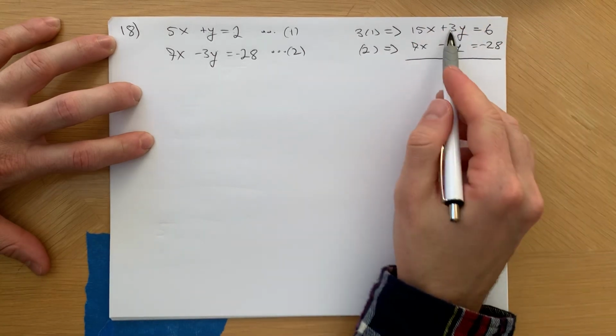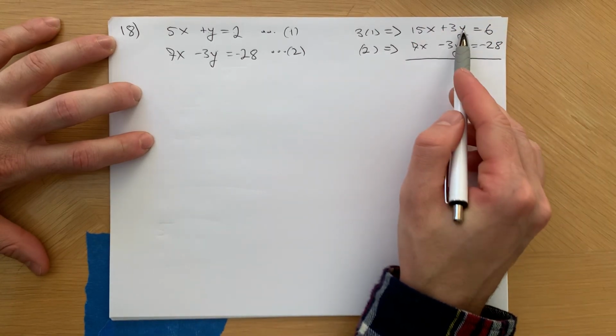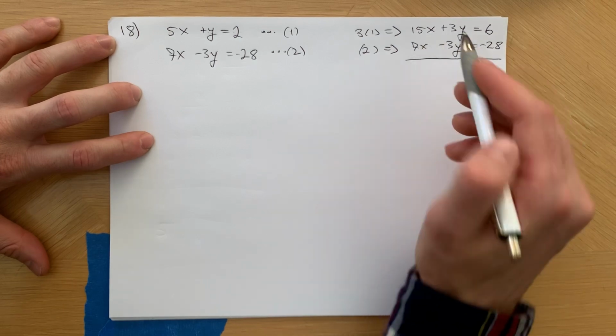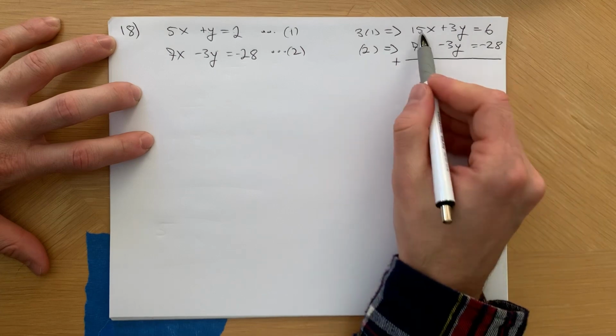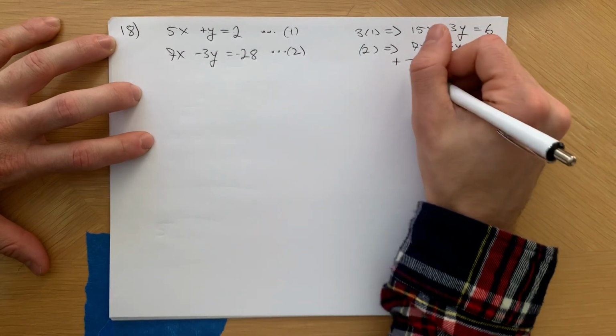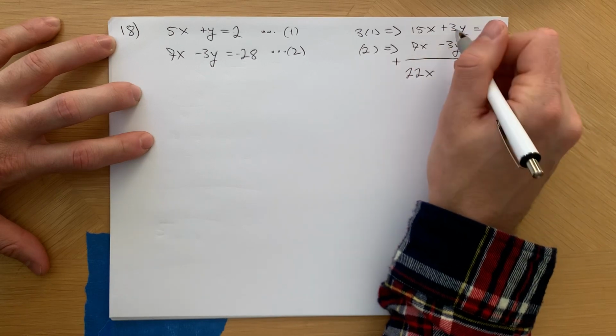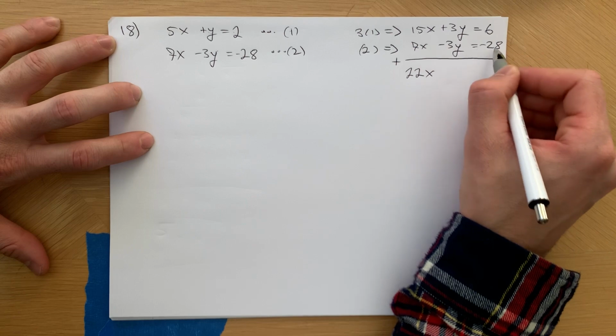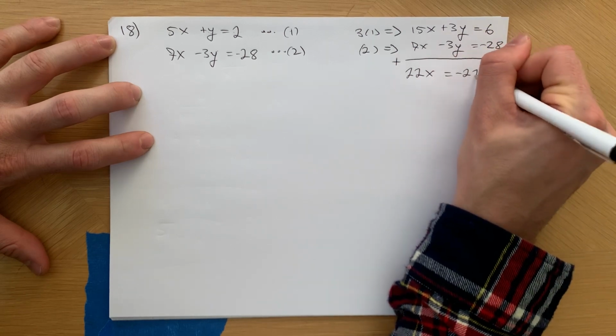So now what we can do is add these two equations together. And doing that, we're going to cancel out the y, only giving us an x, so we can solve for x. So if we add these two equations together, we're going to get 15x plus 7x, which is 22x. 3y plus negative 3y, so that goes away. And 6 plus negative 28, which is minus 22.